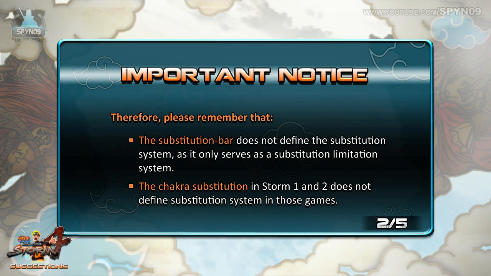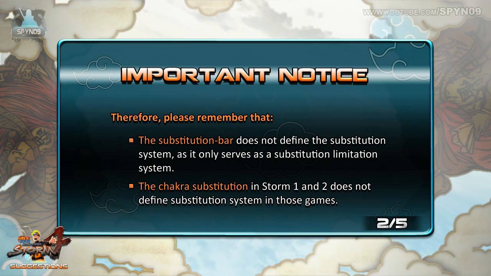The same goes for the chakra substitution system in Storm 1 and 2, because the chakra bar only serves as a substitution limitation system as well. So, as you may realize, the substitution bar and the chakra bar are basically on the same terms. The only difference between them is the fact that the chakra bar handles other chakra actions too.